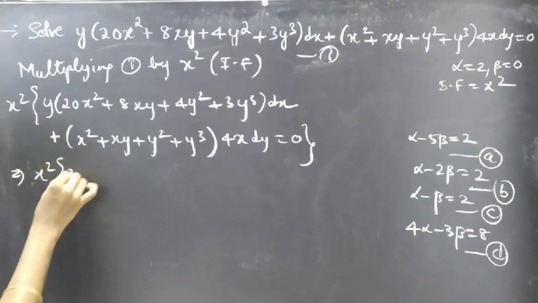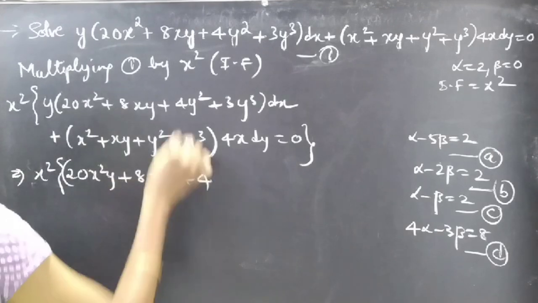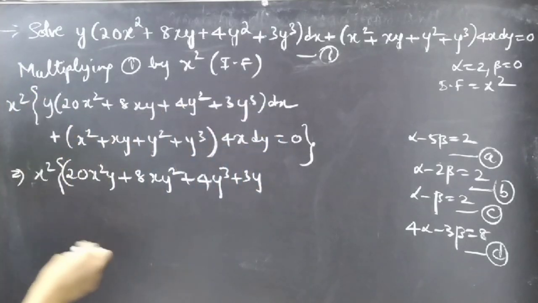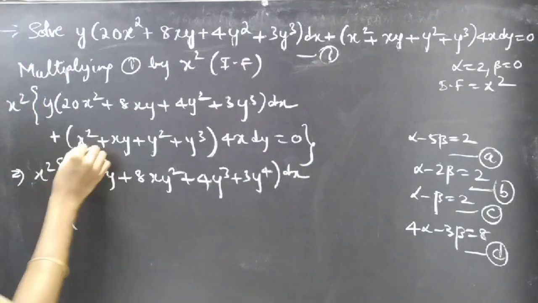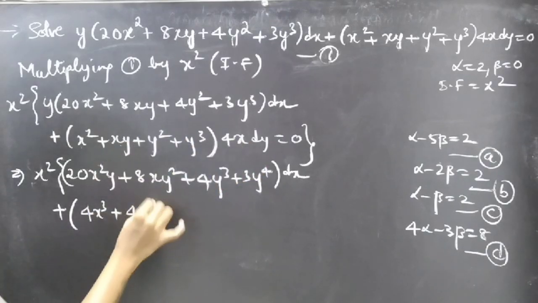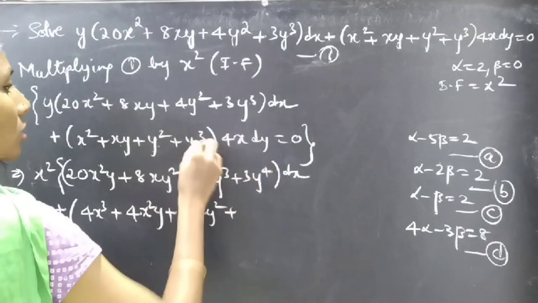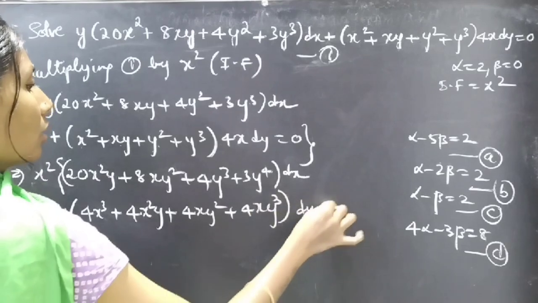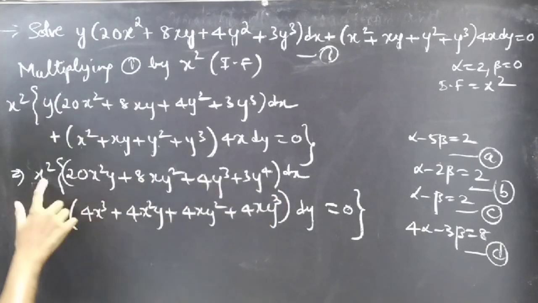x square into (20x square y plus 8xy square plus 4y square into y cube plus 3y square into y power 4) dx plus x square into (4x cube plus 4x square y plus 4x y square plus 4x y cube) dy equal to 0. Now multiply all the terms with x square.